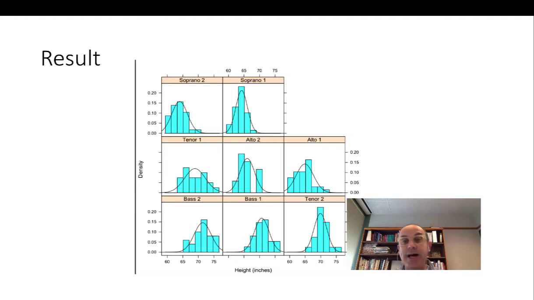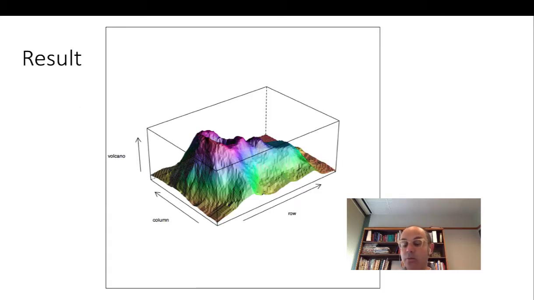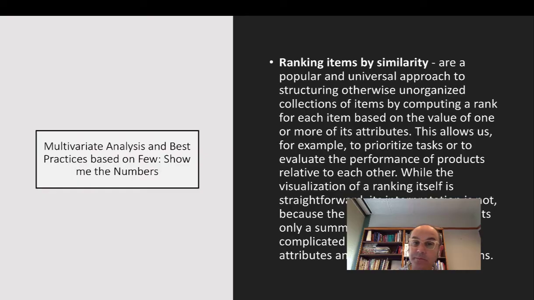And again, to some people it's very clear, to some people it's not. I accept both ways. So again, this is the output that it can produce, and this is a 3D dimension of a mountain with regard to volcanoes, columns, and rows.